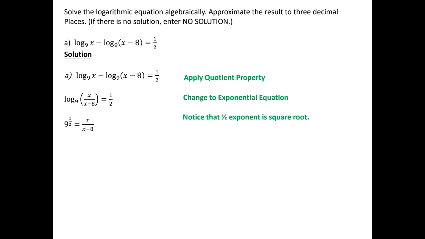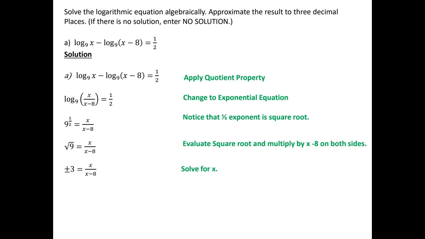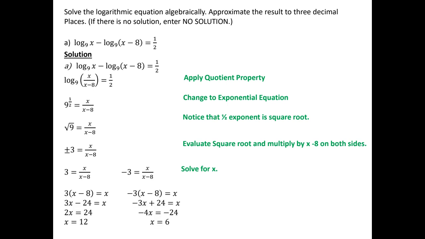Now it's working. I have 9 to the square root of 9, right? So I can evaluate that. The square root of 9 is plus or minus 3. So to solve for x, I'm going to multiply by x minus 8 on both sides. Again, I'm going to have two answers, one with the plus 3 and one with the minus 3. And when I solve that algebraically, I have 12 and 6.